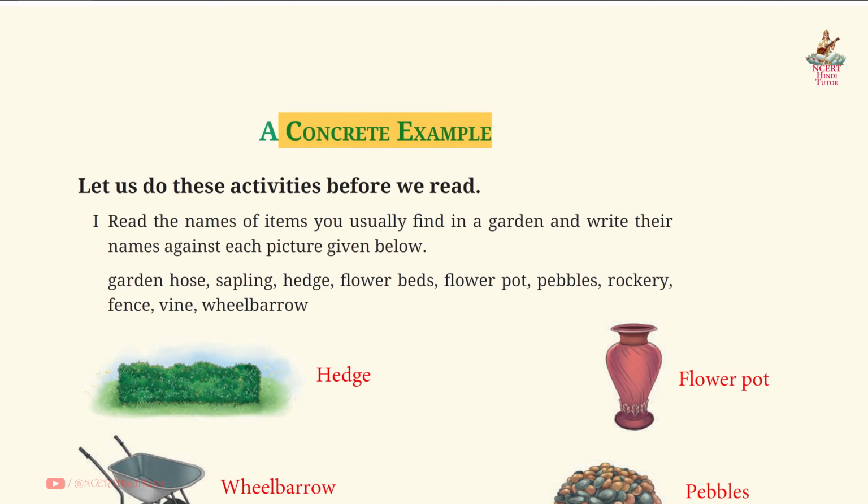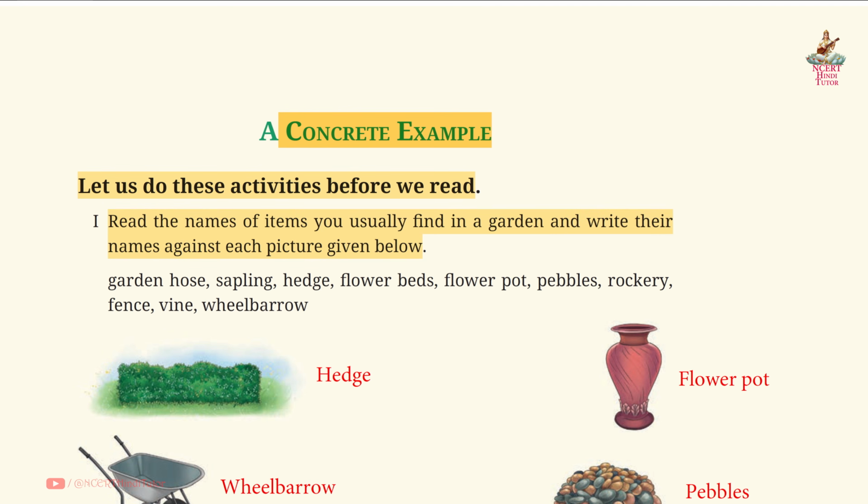A Concrete Example, question answers from the Grade 8 English book Poorvi. Let us do these activities before we read. First, read the names of items you usually find in a garden and write their names against each picture given below.